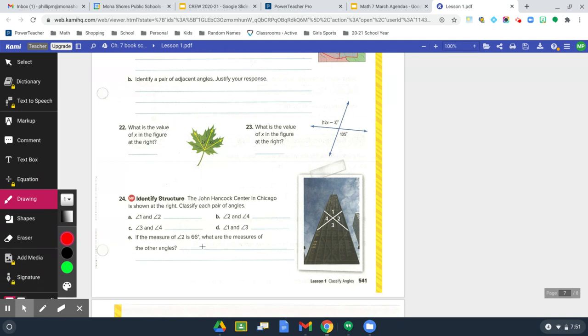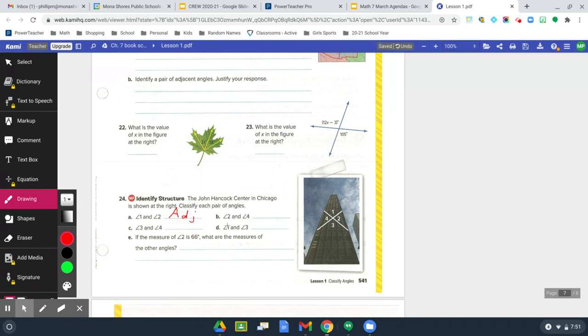The John Hancock Center in Chicago is shown at the right. Classify each pair of angles. So letter A, angle 1 and angle 2. Over here, they're right next to each other. So if they're right next to each other, again, by all means, those are considered adjacent.